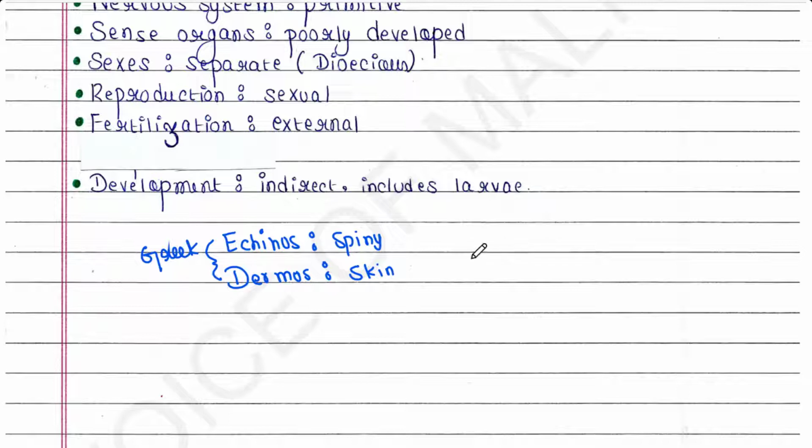All Echinodermata are spiny skin animals, hence they are named Echinodermata. Like in starfish, if this is the arm, this arm is covered by some spines. So this spiny skin is found mainly on the top sides of the body.